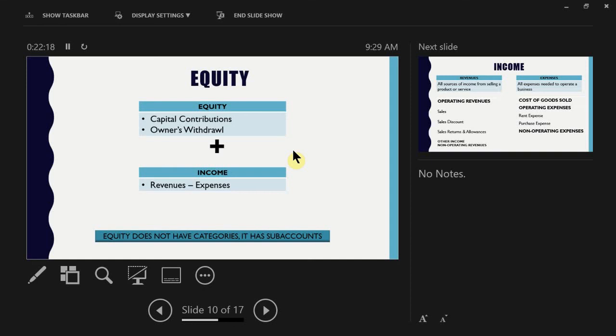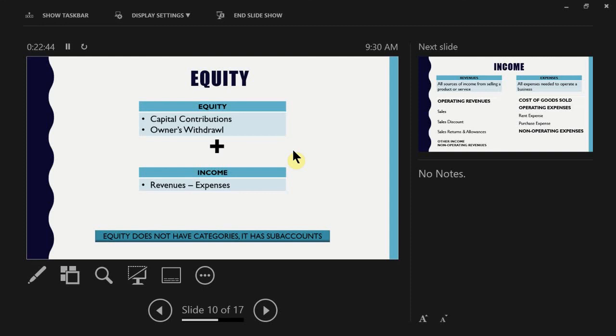Now, what equity does is it's the value of your company. Capital contributions mean if you invest more money into it, then it's going to increase the value of your company. If you do an owner's withdrawal, which is you take money away from your company, then, you know, it's straightforward.